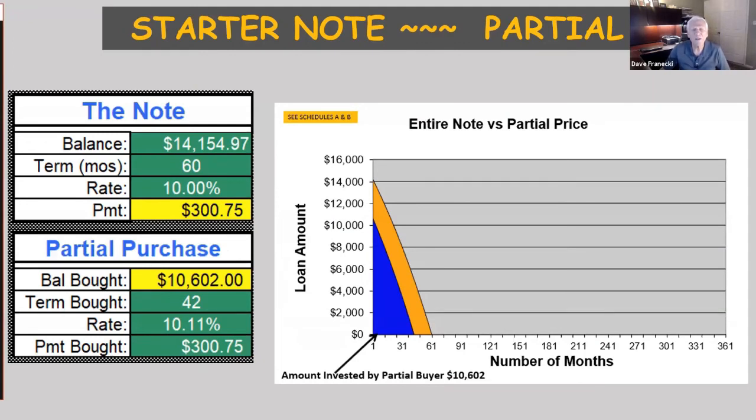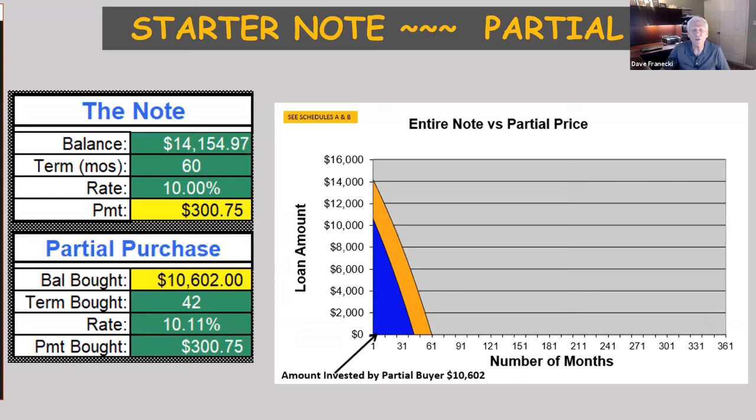So she bought, the original balance when she bought was $14,000. There were 60 payments remaining. The interest rate was 10%. The payment was $300 a month. So she bought $10,600. She bought 42 payments. Her rate of return was 10.11%, and the monthly payment was $300.75.